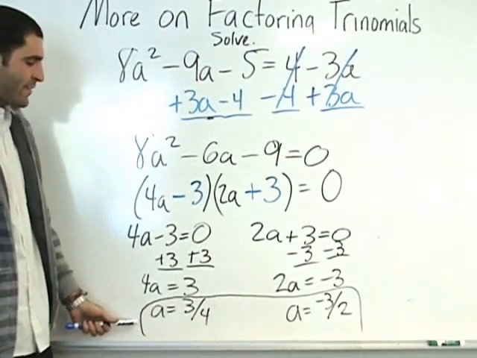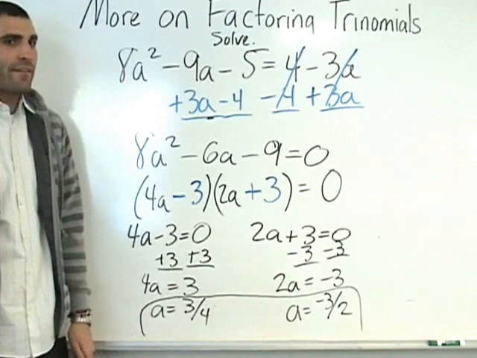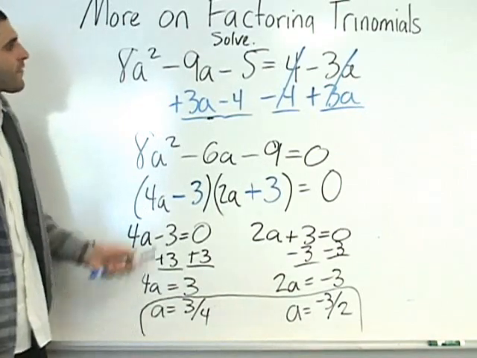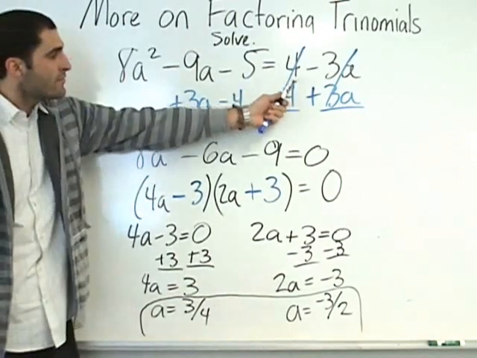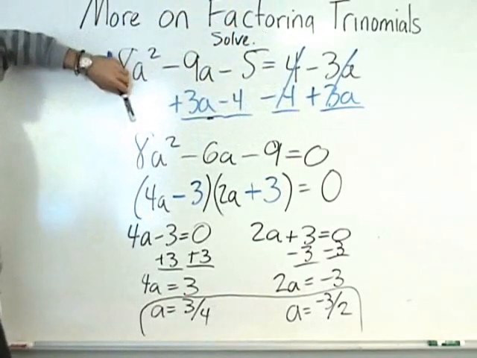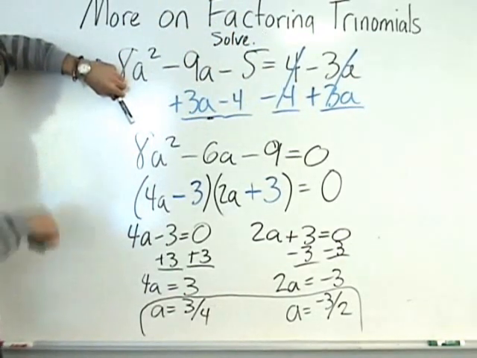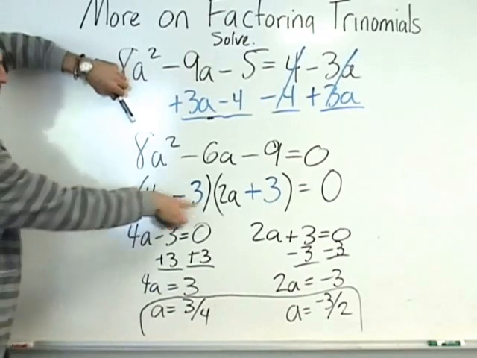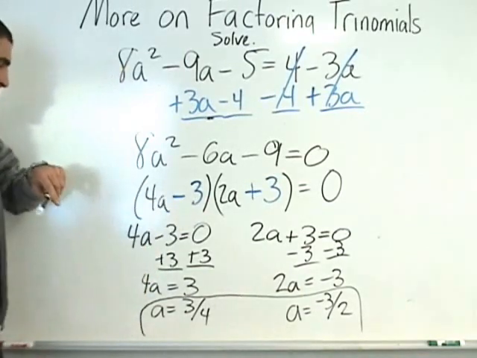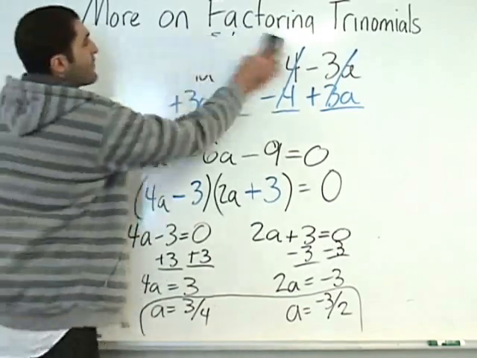Any questions on these two answers? 3/4 and negative 3/2. All right, good. So we set it to 0, then we factor, because there's no greatest common factor, we factor. And we try the less extreme ones, like 4a and 2a. Good.